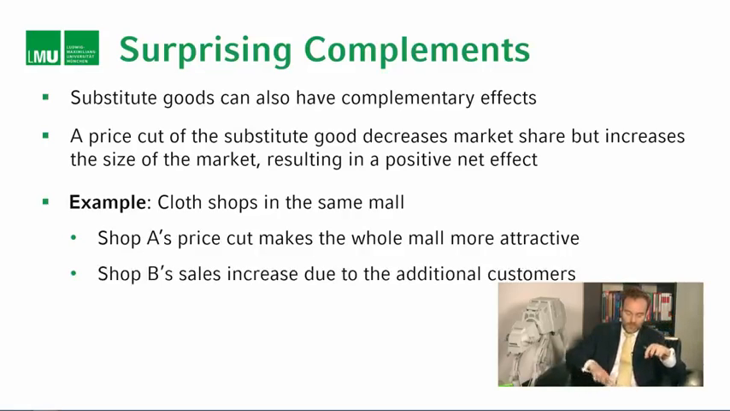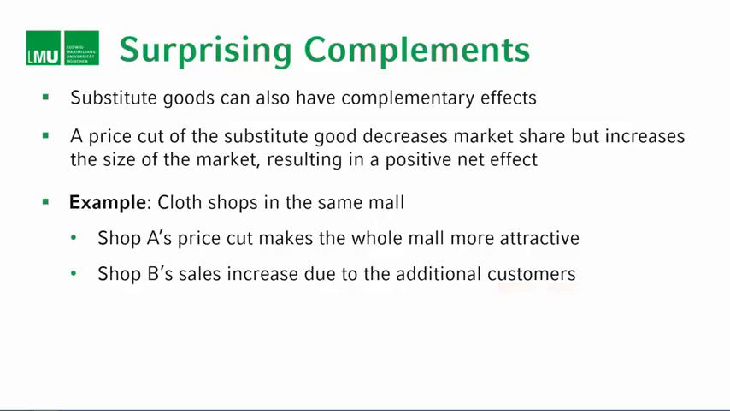So this is going to mean that for shop B, even though their prices have not changed, and even though the prices of a competitor have decreased, I might still see a sales increase because I have additional consumers that went to the mall and end up buying from me. So these are surprising complements in some sense, because we wouldn't think of substitute products as complements as well, but there may be particular complementary effects.